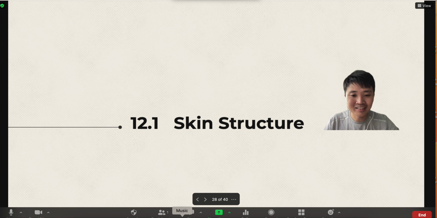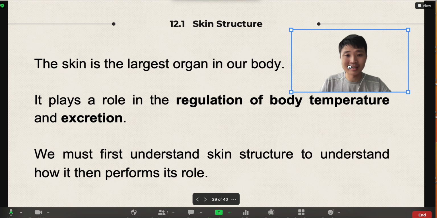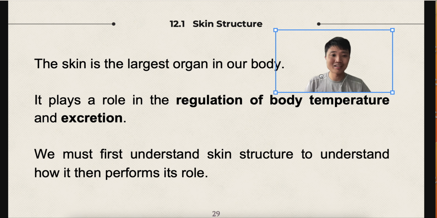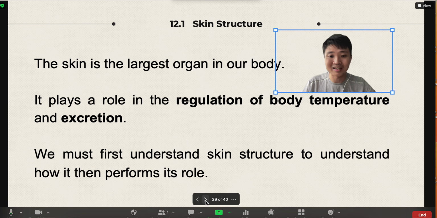Skin structure. As mentioned yesterday, the skin is the largest organ in our body. There are two functions of the skin. Number one, the skin helps to regulate our body temperature. Please highlight. And number two, it helps in excretion. You need to know which part does the regulation of body temperature and which part does excretion. That's why we must first understand our skin structure, then we can understand how it regulates our body temperature and plays a role in excretion.